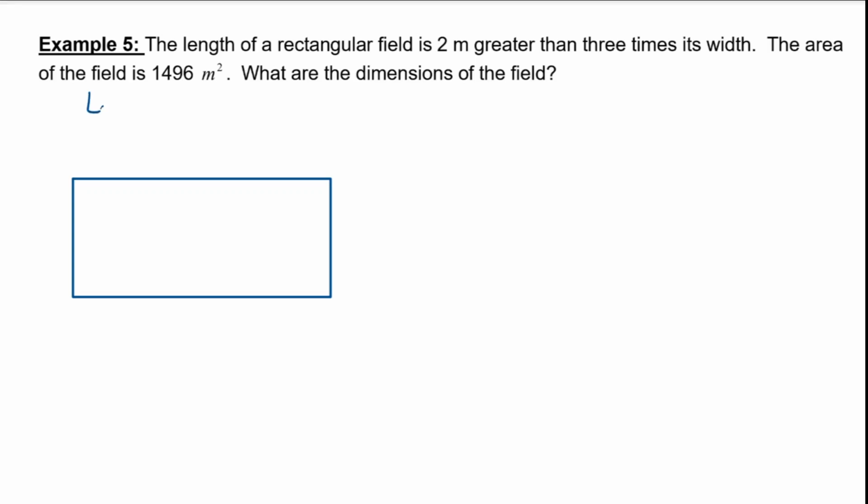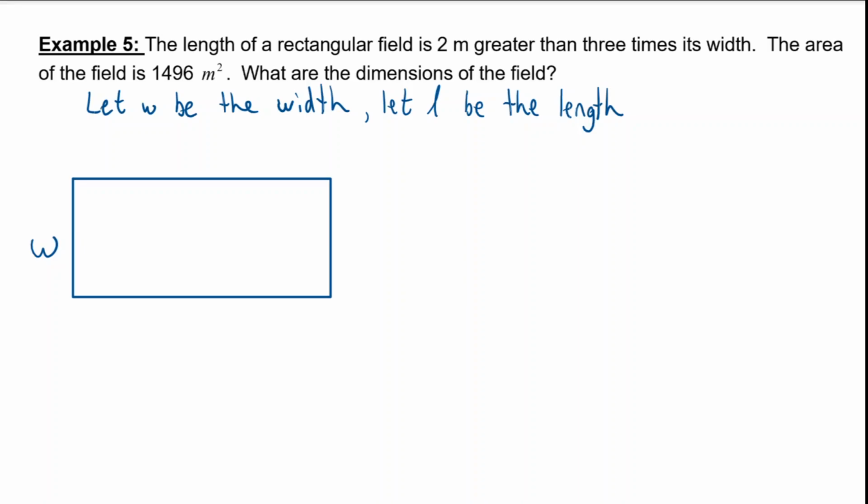We're going to let W be the width. And we're going to let L, this handwritten L, be the length. And let's label it in our diagram, our width and our length. And there's an expression for length. It's related to the width. It says it's 2 meters greater than 3 times its width. So if I go 3 times its width, it is 2 greater.